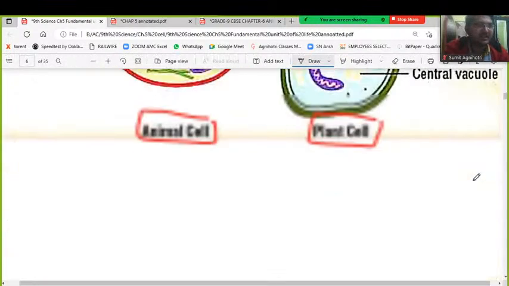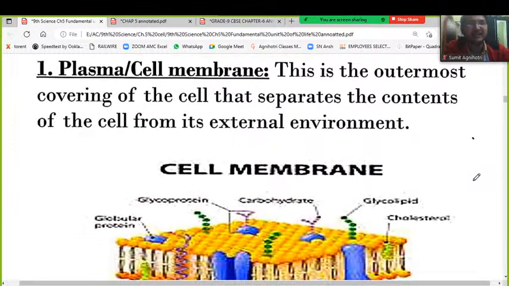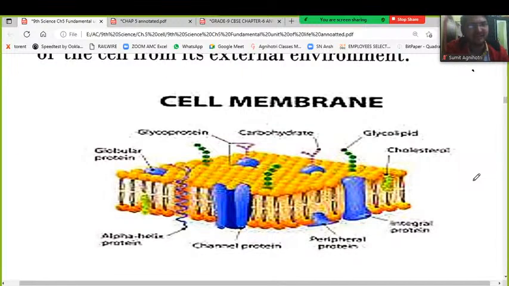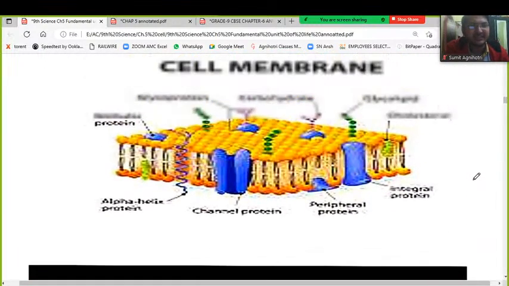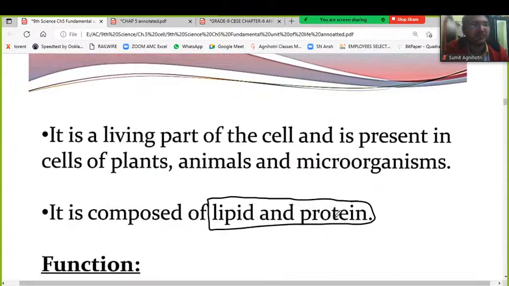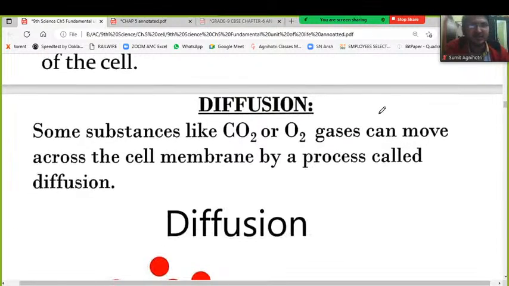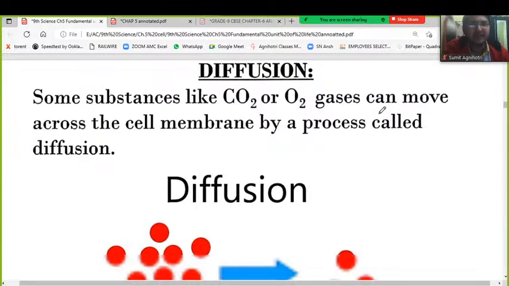Then we have different cell organelles, and these labels that I have shown you: plasma membrane, cell wall, mitochondria. I will now tell you about all these cell organelles and their functions. First is the plasma membrane. It is the outermost covering, and it separates the content of the cell from the outer atmosphere, the external environment, and it looks like this. There are some proteins and all these kinds of things. It is actually made up of lipid and protein, and its function is selective permeability. It allows limited substances to go in and out, and doesn't allow everything to go inside. It performs diffusion and osmosis for the same.